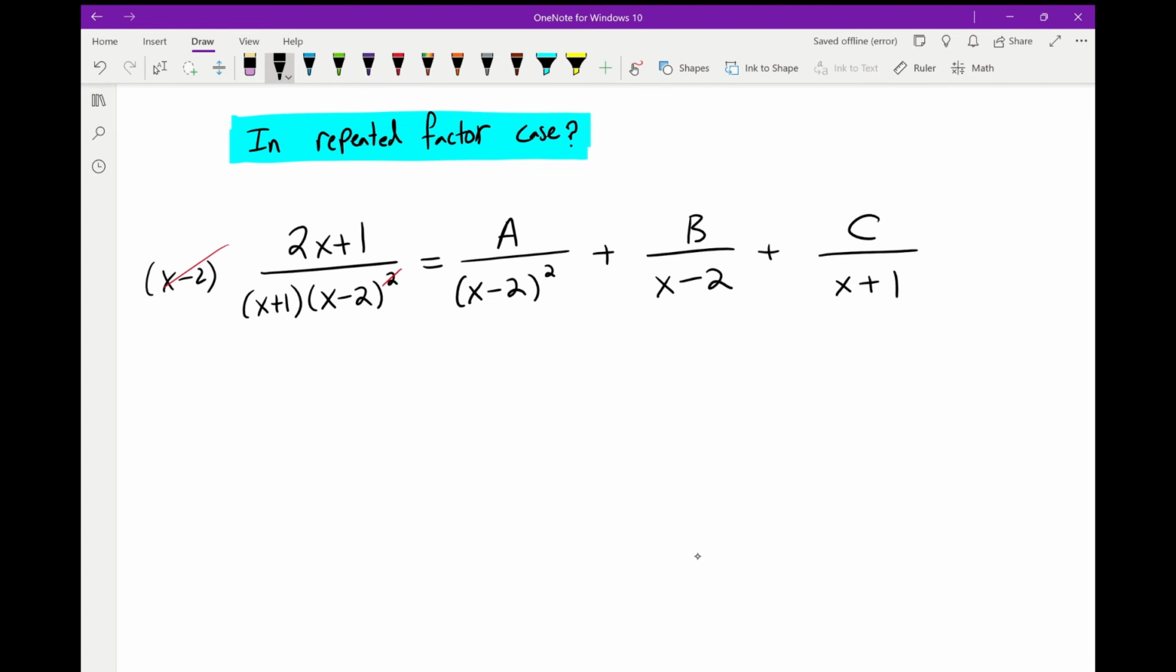The other thing that goes wrong is that on this side, you'll end up getting a(x minus 2) over (x minus 2) squared. And if you try to take the limit as x approaches 2 here, this thing does not exist. And so math kind of breaks when you try to solve for b.